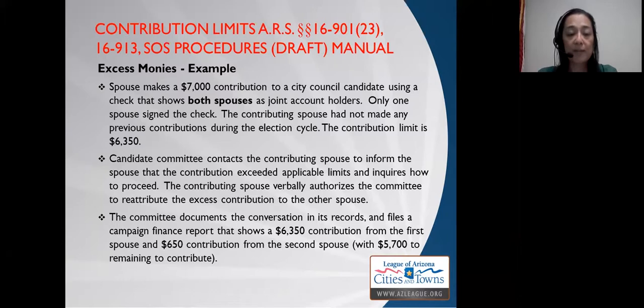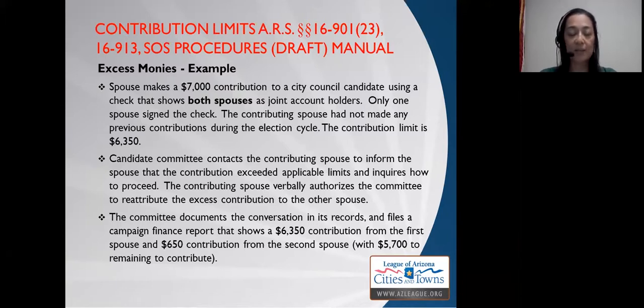So the candidate committee has to contact that person to let them know that they've exceeded the limit, and then inquire how to proceed. That contributing spouse can authorize the committee to reattribute that excess contribution to the other spouse.